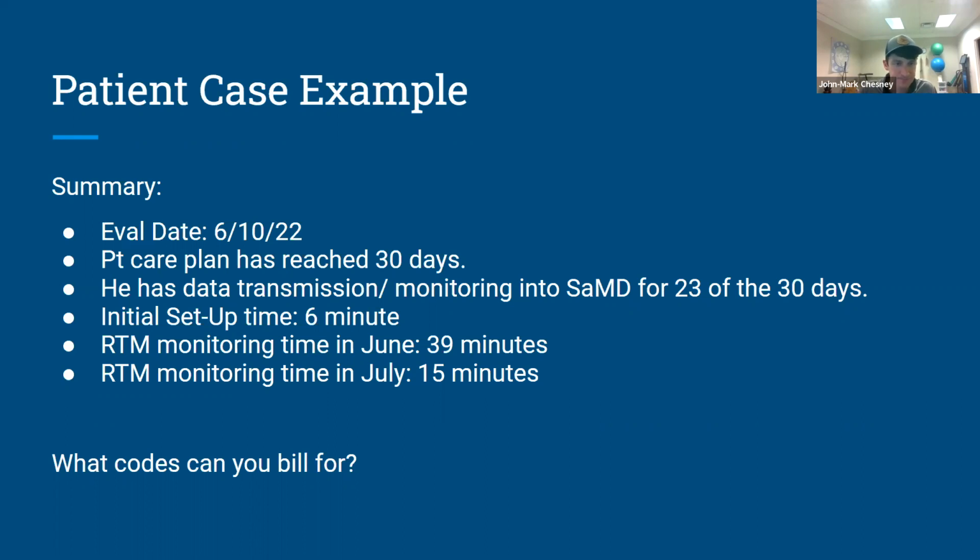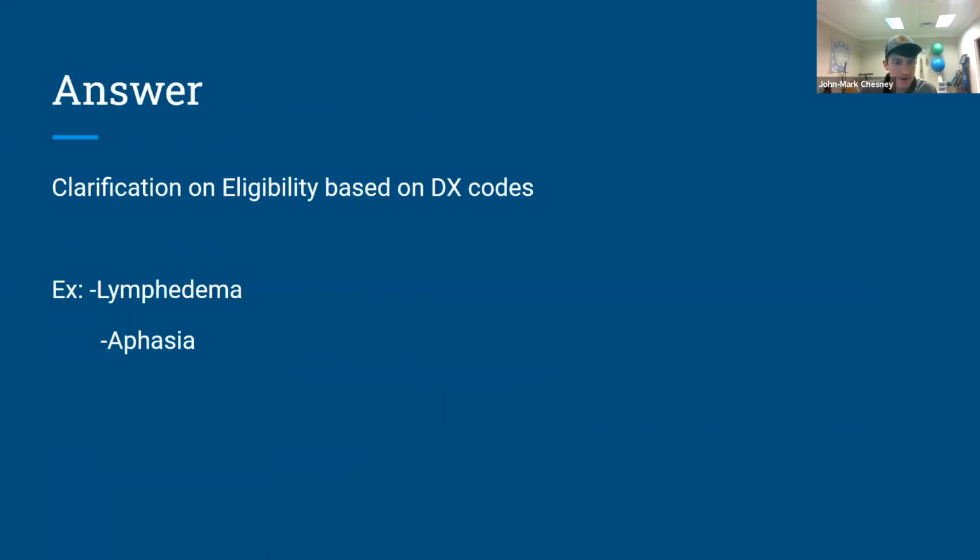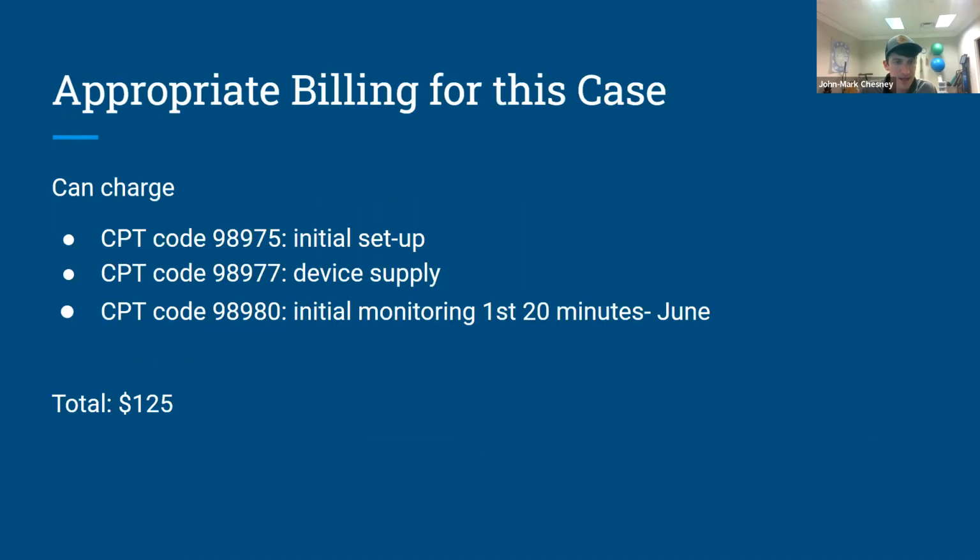All right, let's go here. So the billing for this case, we're able to bill 98975, which is the initial setup. We're able to bill the CPT code 98977, which is the 30-day rental device or the device supply. And then 98980, we're able to bill the first 20 minutes in the month of June. So that would be approximately $125.